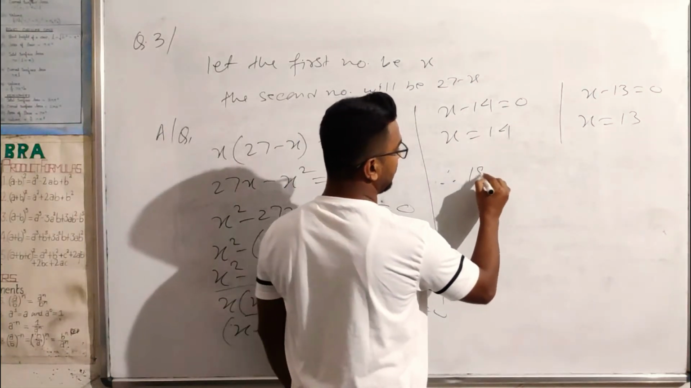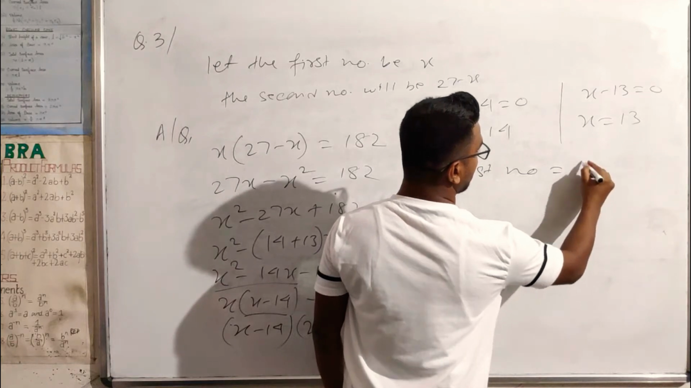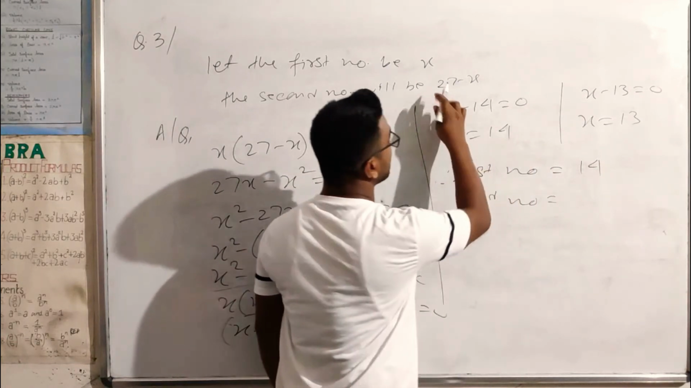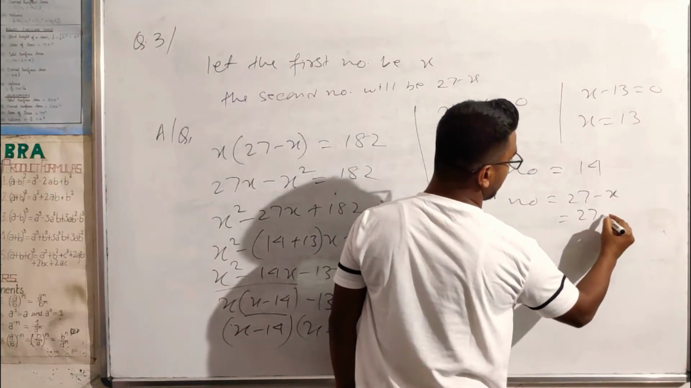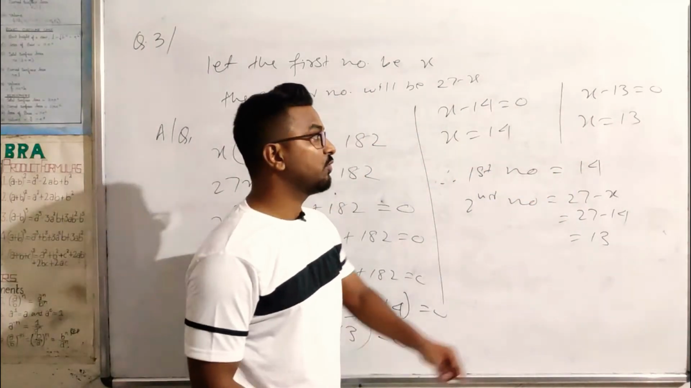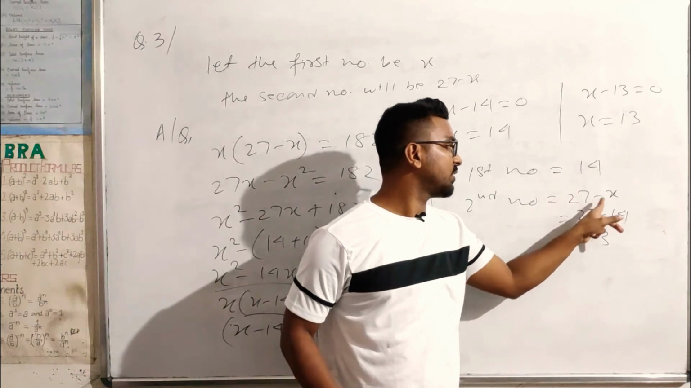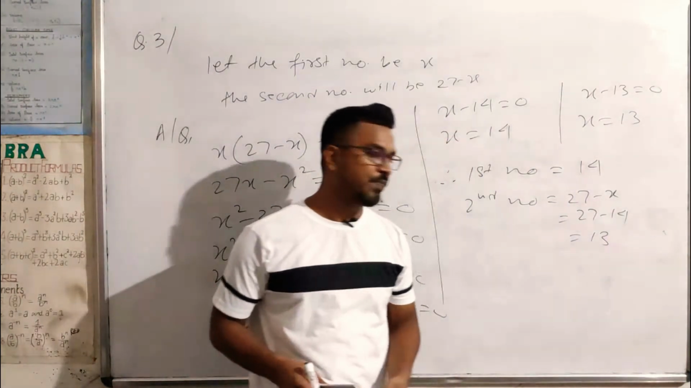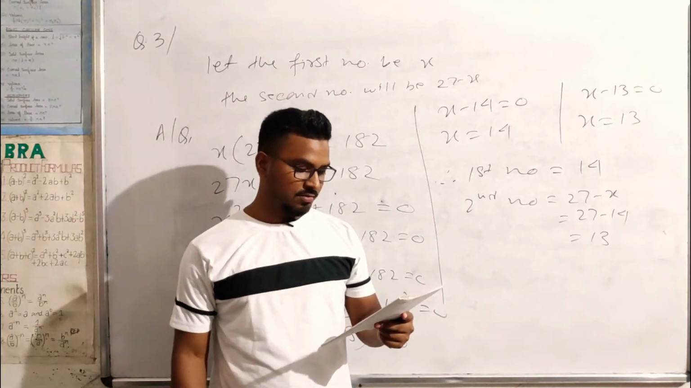So therefore the first number is 14, and the second number is 27 minus x, that is 27 minus 14, that is 13. In the other case also, if you take the first number as 13, the second number will be 27 minus 13, that will be 14. Okay, same thing. Clear? We'll move to the next question, question number 5.